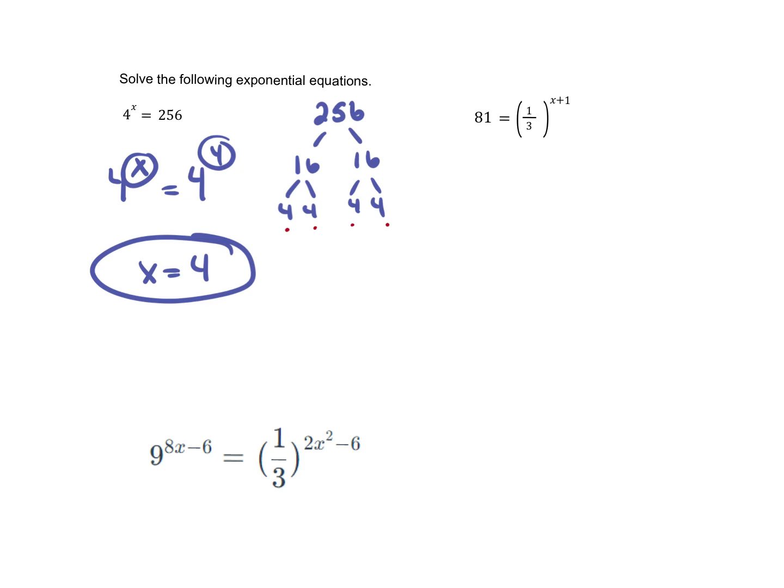Now 4 was not the only base I could have aimed for. I could have also tried to get it to be base 2, because I could have said 4 is 2 squared, and then I could have said that 256 is 2 to the 8th power, because each of these 4s, of course, break down to 2 and 2. Either way is fine. You would have got the same answer. Just depends which way you want to do it.